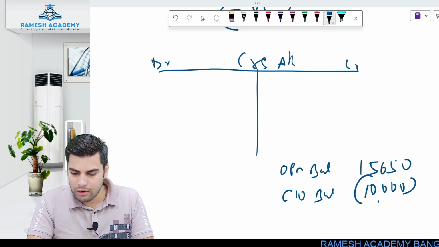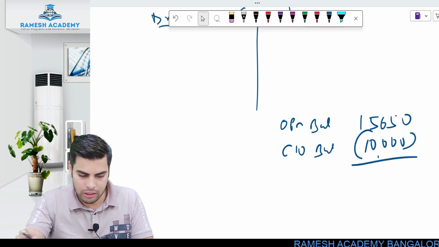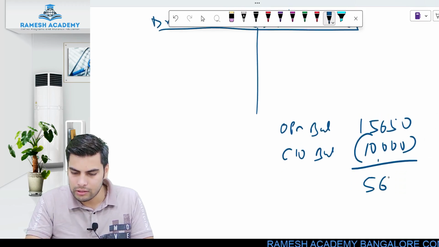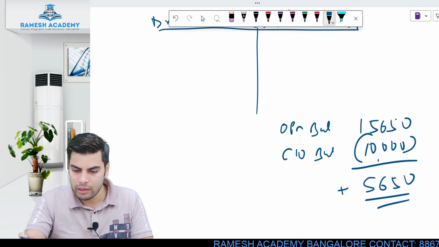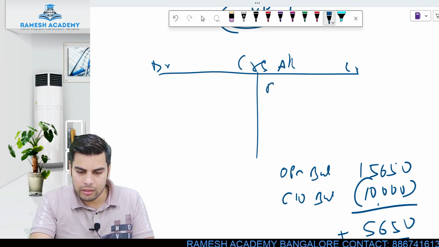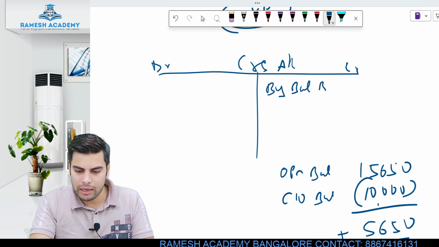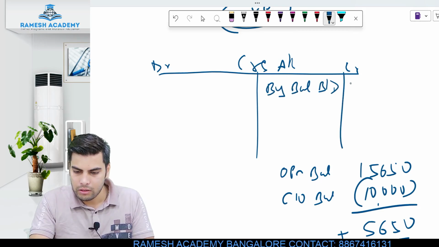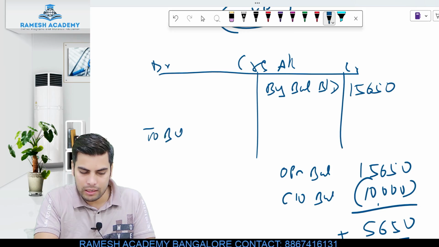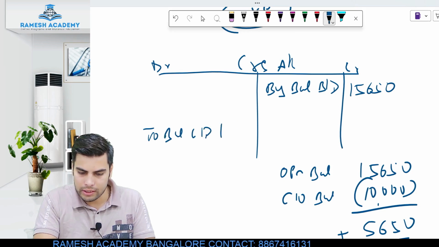So just for the sake of understanding, I'm taking these figures. Look at the net amount. Here you will be getting positive 5,650. Now opening balance, where will it appear? It will appear on the credit side, right? So by balance brought down 15,650, and then the closing balance, to balance carried down, this will appear on the credit side, 10,000.